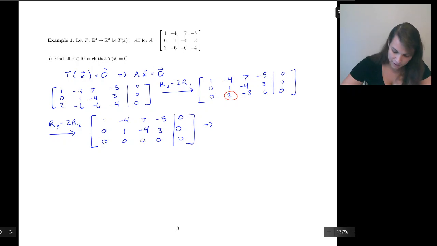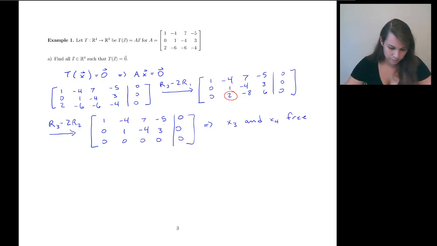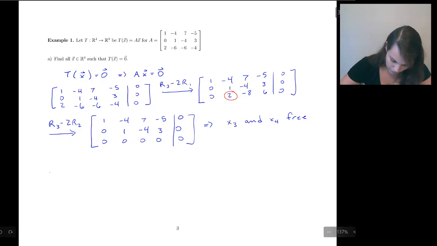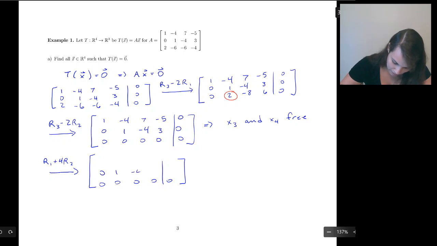So then we have free variables. Which ones are free variables? Okay, and then I'm going to go ahead and do R1 plus 4R2 so that we can have reduced row echelon form, which is my favorite personally.